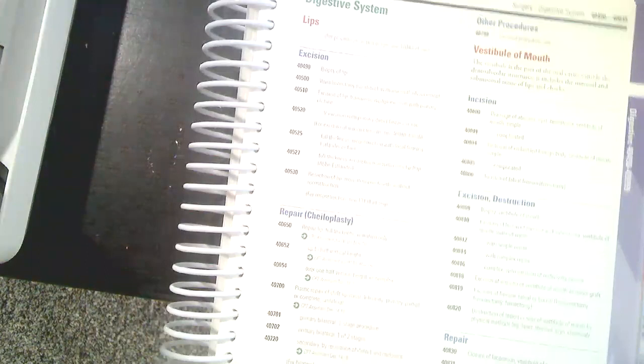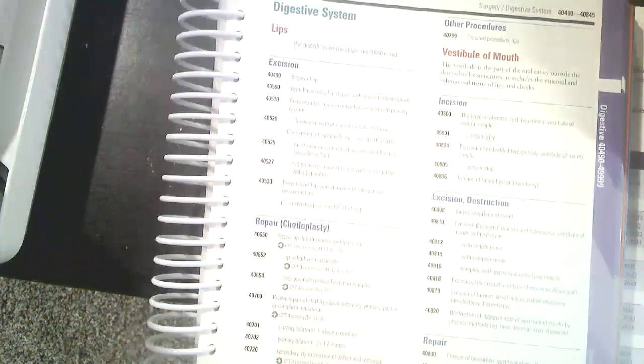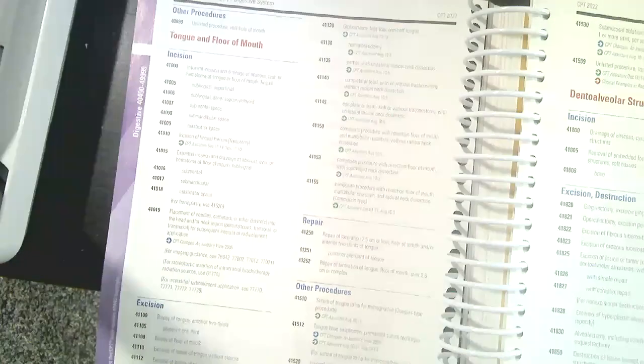As I said, the digestive system starts with the mouth, and that, of course, is going to start externally with the lips. So we do have some procedures related to the lips here, which is going to be excision and repair. We also have the vestibule of mouth. So what does that mean? That would be parts of the oral cavity, so things that are outside of the teeth but still inside the mouth, like the inside of your cheeks. That's what we're talking about here. On the next page, we get into the tongue and the floor of the mouth, which is fairly self-explanatory.